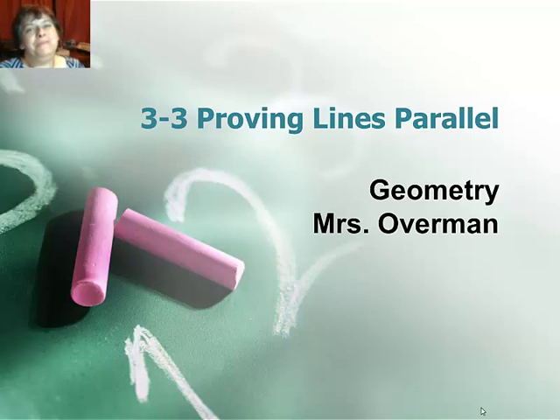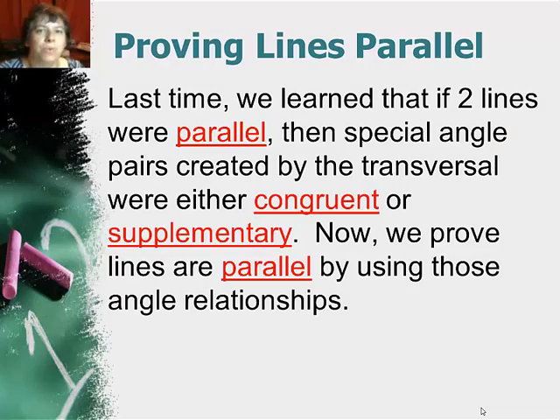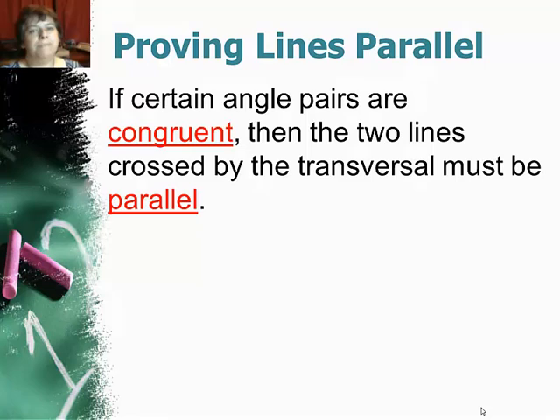And so we're going to show that some lines are parallel and never meet using angle relationships. Before, we had two lines that were parallel and we could tell you about the angles created by those parallel lines and transversals. Now, we're going to look at special angle pairs that are either congruent or supplementary and use the converse of the theorems and postulates, so the switch, to show that the lines are actually parallel.